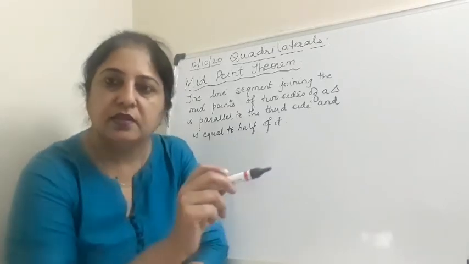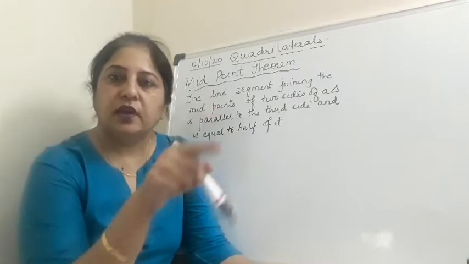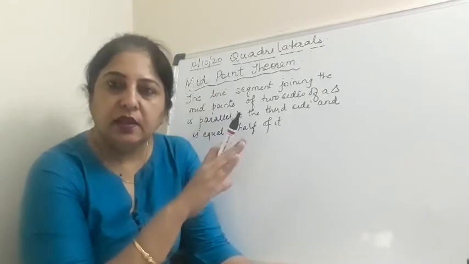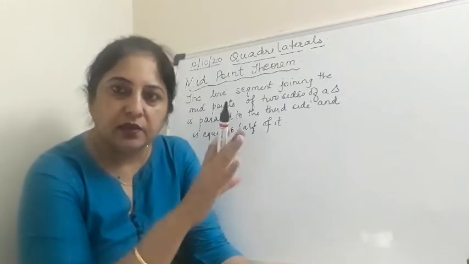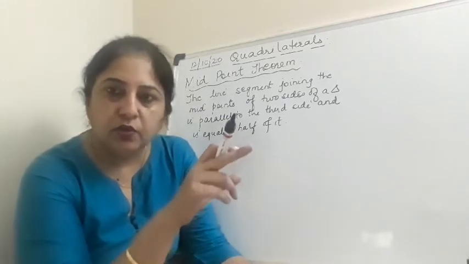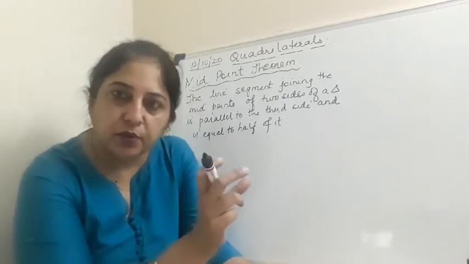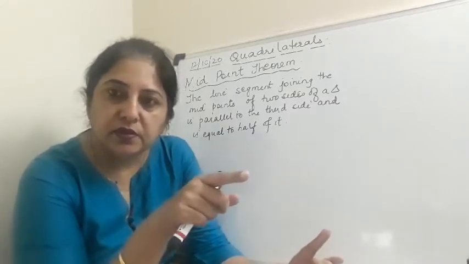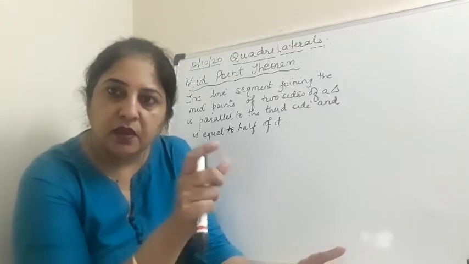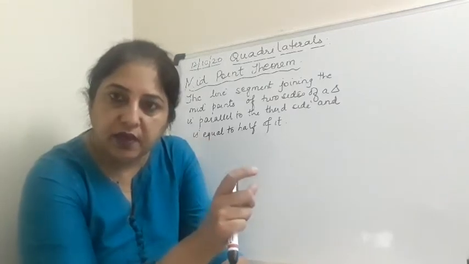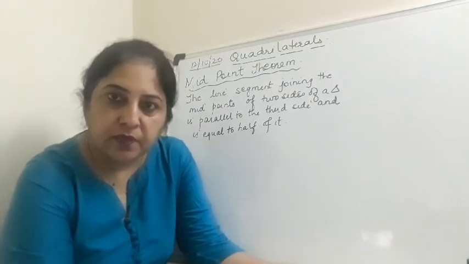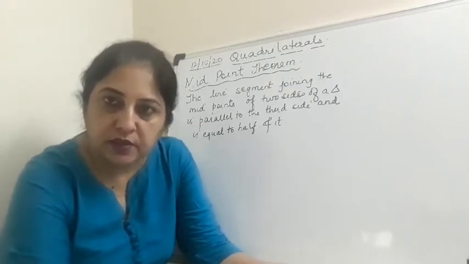I hope children you are understanding what I am saying. We'll draw a triangle ABC and take the points D and E on AB and AC. We will join those two points, and these two points are the midpoints. When we join these two midpoints, we get a line segment DE. We have to prove that it is parallel to BC, which is the third side, and is equal to half of it.